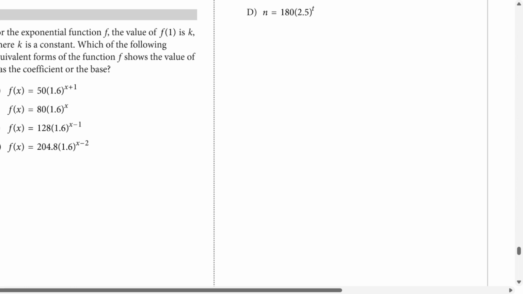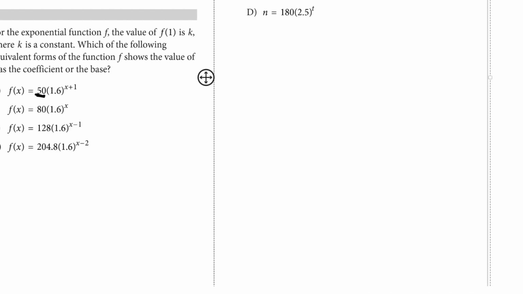For the exponential function f, the value of f of 1 is k, where k is a constant. Which of the following equivalent forms of the function f shows the value of k as the coefficient or the base? The base is the number in front of the parenthesis. So they're asking, when we plug in 1 for x, what gives us the value that's right in front?